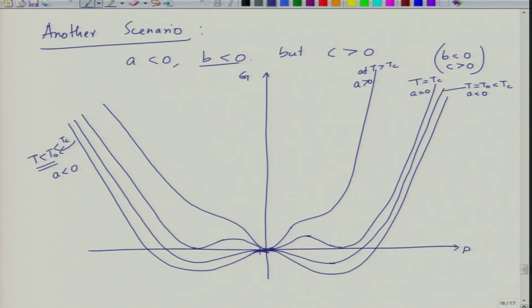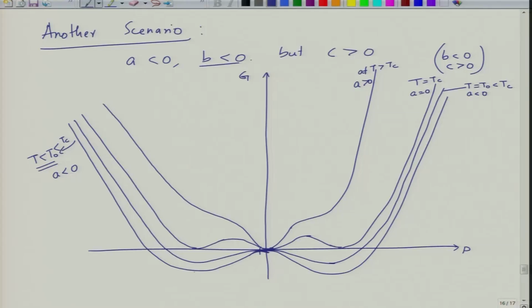So, even if T is greater than that particular T naught, with B being negative, the free energy plot has some subsidiary minima, as against the previous case. What happened in this case is at T less than T naught, we have this minima, which is fine, which is the ferroelectric state. At T equal to T naught, we again have a similar state, but at T equal to Tc, which is higher than T naught.